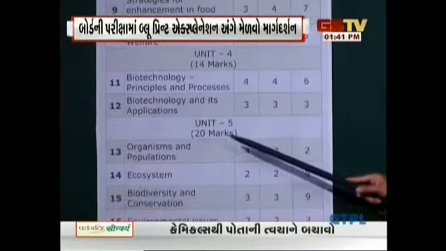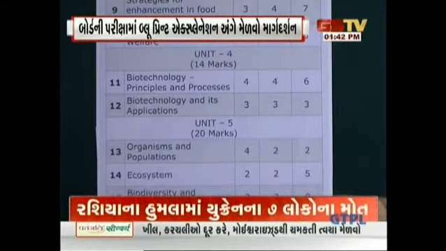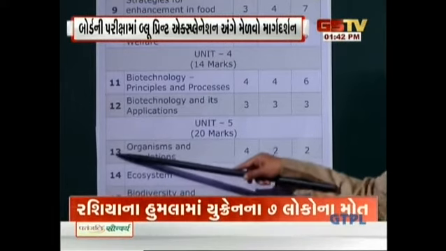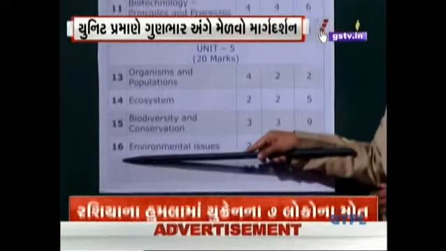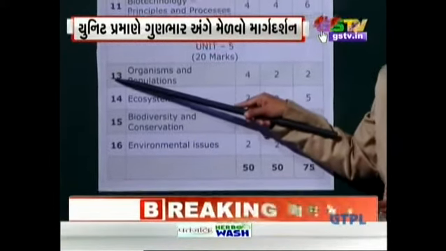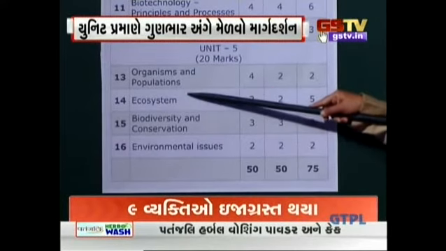Now the unit 5, the allotted mark is 20 marks. Total 4 chapters are there, that is chapter number 13, 14, 15 and 16. Now we will do the discussion in detail. 13th chapter, that is Organisms and Population.